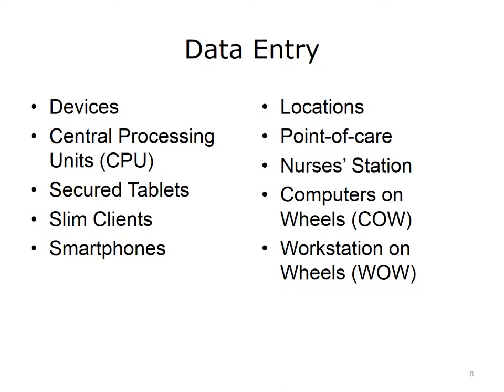Portable devices, such as tablets and smartphones, have been prone to breaches, so it is important that the devices used are kept secure. For example, the devices should be password protected, and if data are stored on them, the data should be encrypted. If wireless devices are not used, the locations for data entry include computer stations in the patient's room, in a hospital, or in the exam room in a doctor's office, a central location such as the nurse's station, or computers on carts that can be wheeled around from room to room. The carts are referred to as COWs or WOWs, which are abbreviations for computers or workstations on wheels.